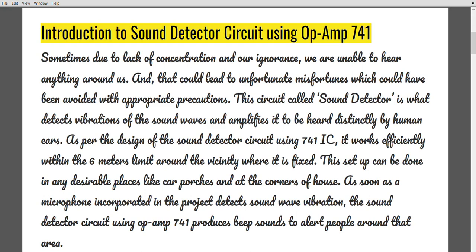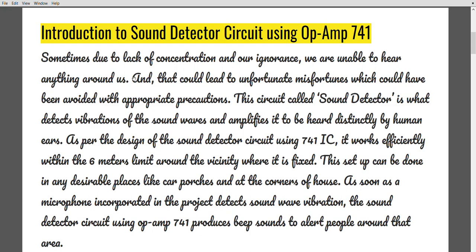Let us see the introduction to the sound detector circuit using Op-Amp741. Sometimes due to lack of concentration and our ignorance, we are unable to hear anything around us, and that could lead to unfortunate misfortunes which could have been avoided with appropriate precautions. This circuit, called a sound detector, detects vibrations of sound waves and amplifies them to be heard distinctly by human ears. As per the design of the sound detector circuit using 741 IC, it works efficiently within the 6 meters limit around the vicinity where it is fixed.